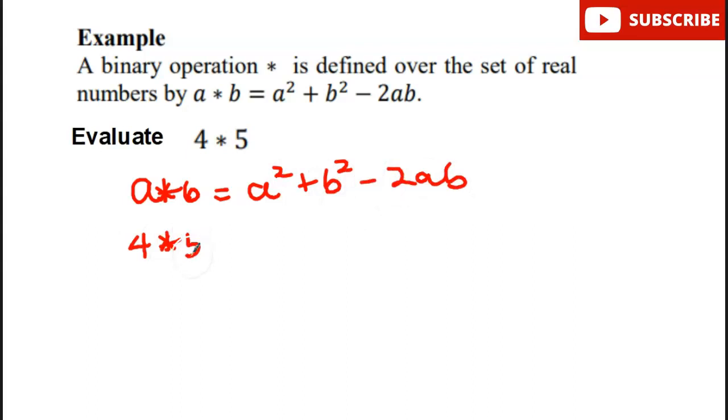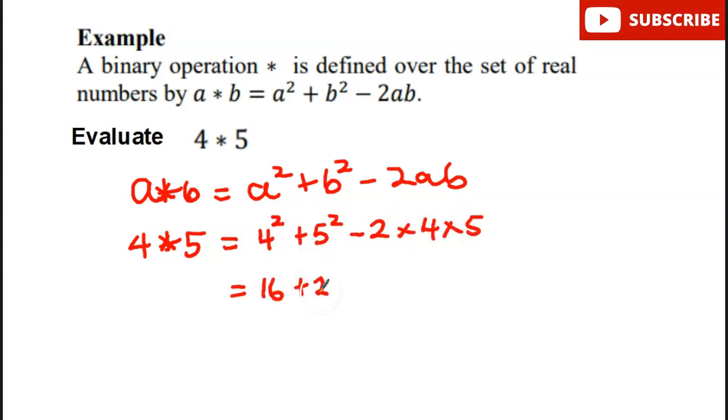For 4 star 5, it means that wherever you see A, you replace it by 4, and wherever you see B, you replace it by 5. So we go to 4 squared plus 5 squared minus 2 times 4 times 5. 4 squared is 16, 5 squared is 25, minus 2 times 4 is 8, 8 times 5 is 40. So we have 16 plus 25 is 41, minus 40. So 41 minus 40 gives us 1.